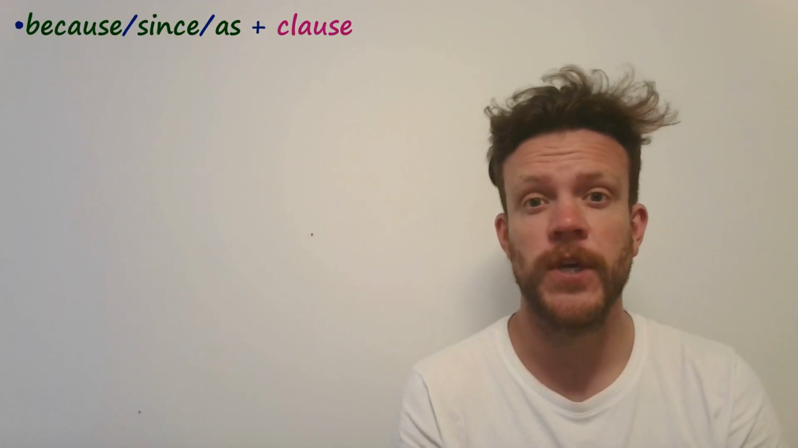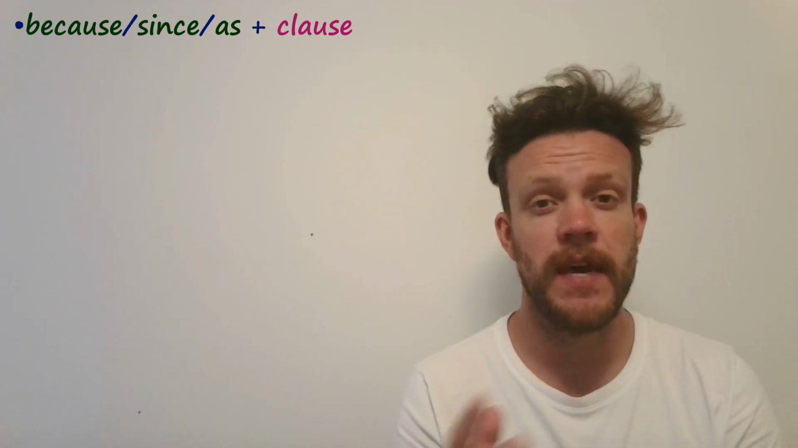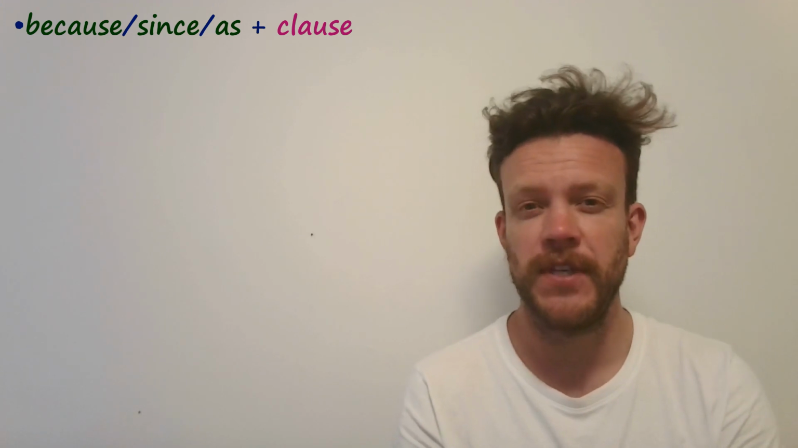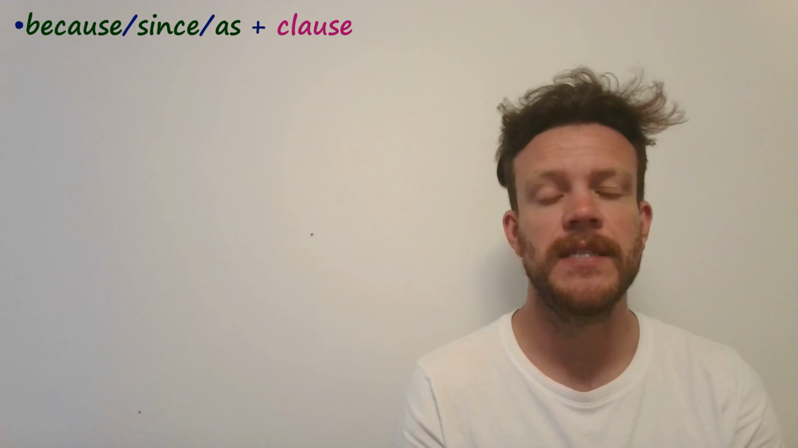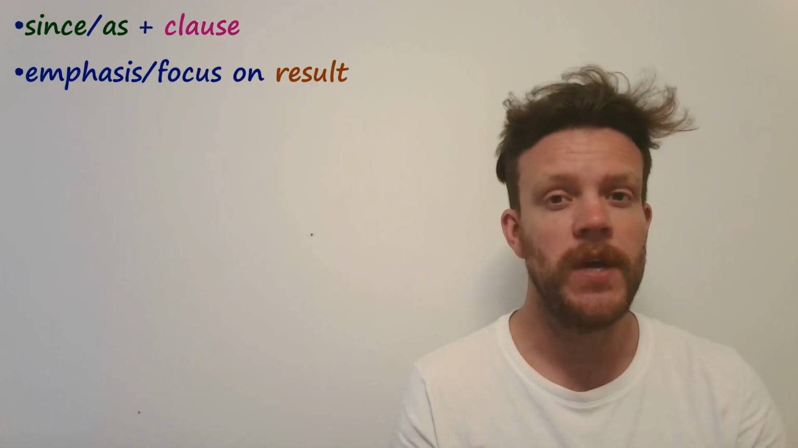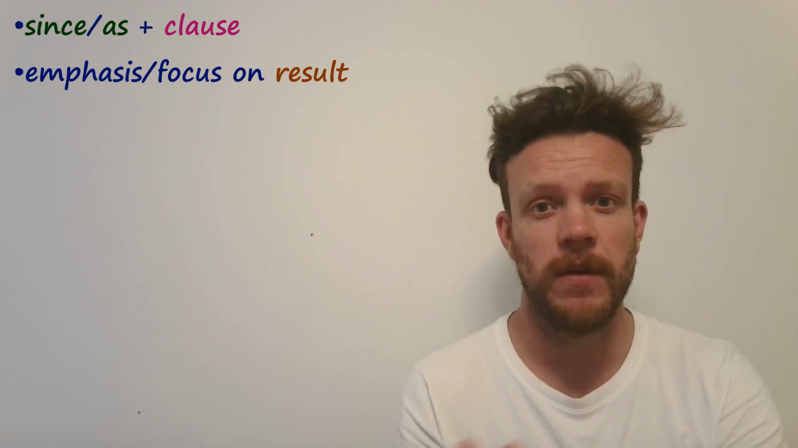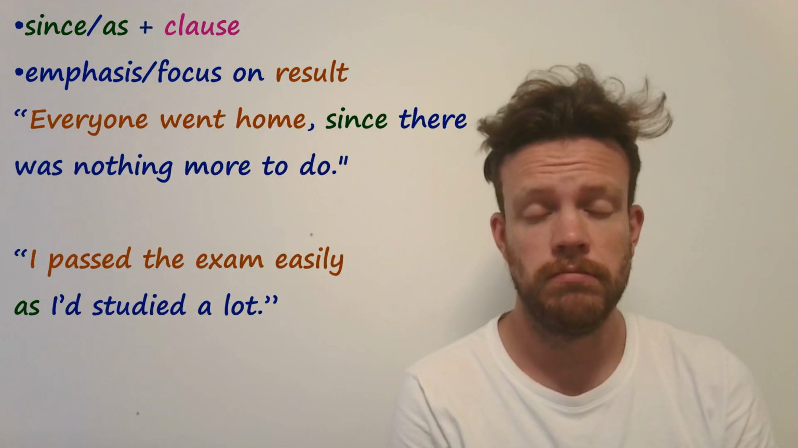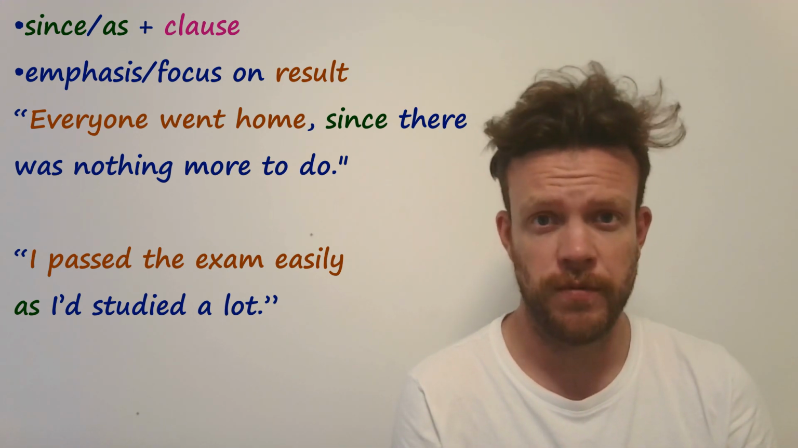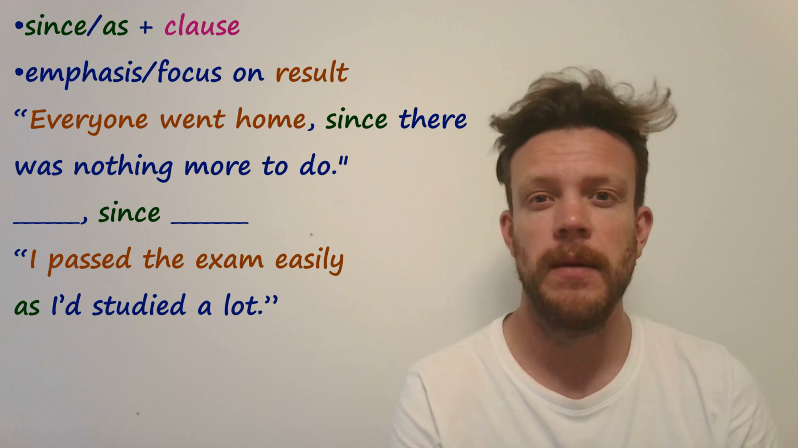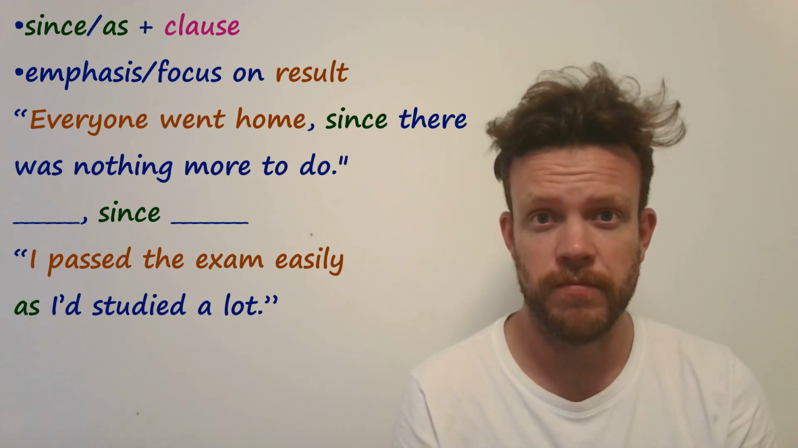We can also use since and as, and generally they are synonyms, although there's a couple of situations where you wouldn't really use these. Here, it's the other way round. We often use these when we want to focus on the result. For example, everyone went home since there was no more work to do. Notice the comma before since, which we use. Not quite sure why, but generally we do.